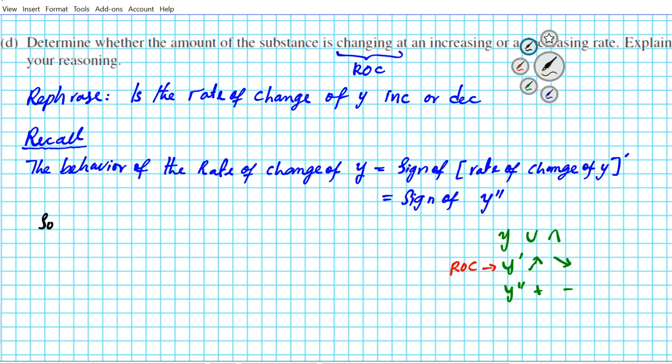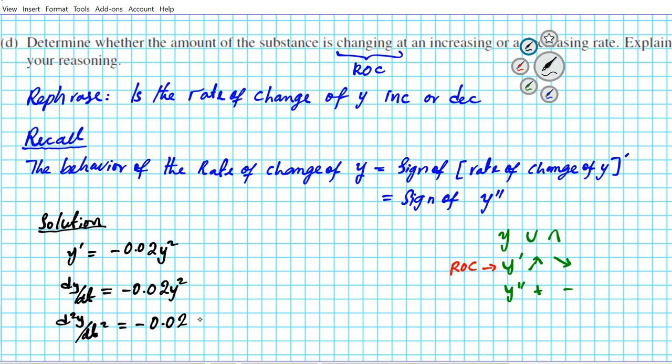Let's do it. So we have y prime is given to us. dy/dt is negative 0.02 y squared. Okay, so let's differentiate that. We can even write it as dy/dt, doesn't really matter. In the question, it was written as dy/dt equals negative 0.02 y squared. So let's differentiate that. So the derivative of this, d squared y over dt squared, is going to be negative 0.02. Now we're differentiating with respect to t.